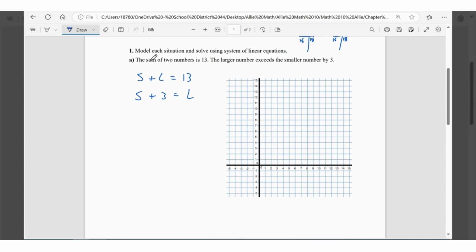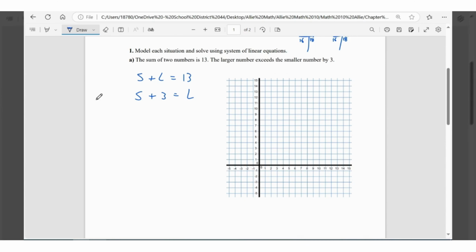So let's see. The sum of two numbers is 13. I've now represented it by small s and l for small and large. You could do x and y, so they equal 13. All right, that seems to be true. The larger number exceeds the smaller number by 3, so the smaller number plus 3 is going to give us the larger number. And now we can graph this. We can put them into slope-intercept form.